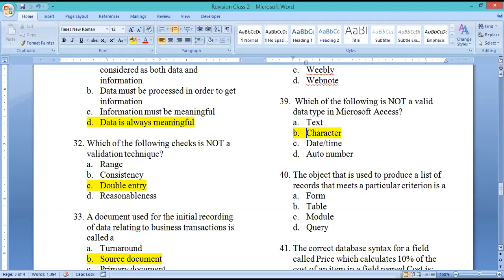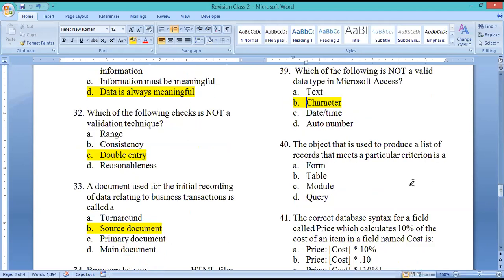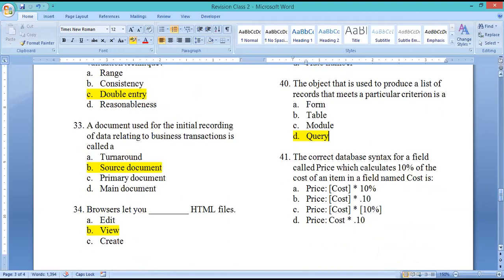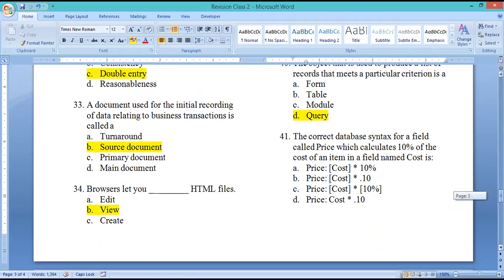All right. The object that is used to produce a list of records that meet a particular criterion is called a query. Correct, from the word criteria, query. The correct database syntax for a field called price, which calculates 10% of the cost of an item in a field named cost, is, so to calculate the price, what would you type in the field in Microsoft Access to get the answer?